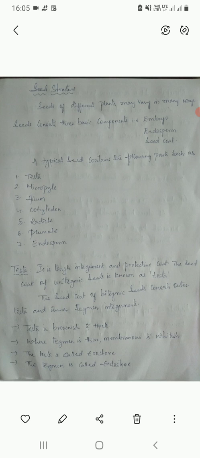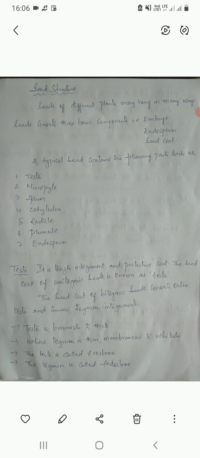When we observe the testa, it is a tough integument and protective coat. It is the outermost protective coat. The seed coat or integuments are of two types, unitegmic as well as bitegmic. In unitegmic seeds, the outer covering is called testa, and bitegmic seeds consist of both the outer testa and the inner tegument.